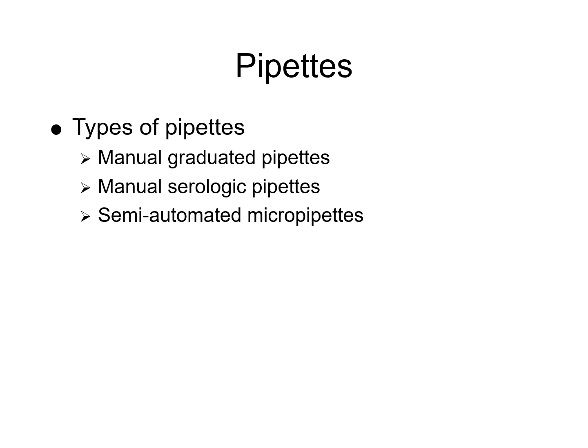So just a quick summary, pipettes are essential tools for serology for accurate and precise liquid handling. Types include manual graduated, manual serologic, and semi-automated micropipettes. Each is suited to its own specific task and volumes. Proper use and maintenance can ensure reliable assay results.